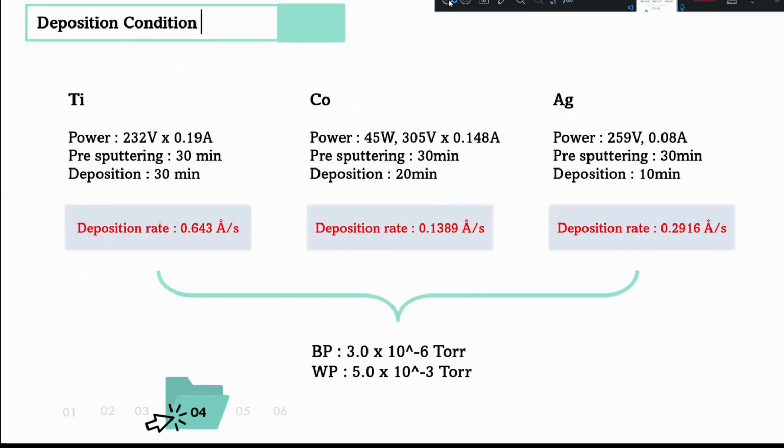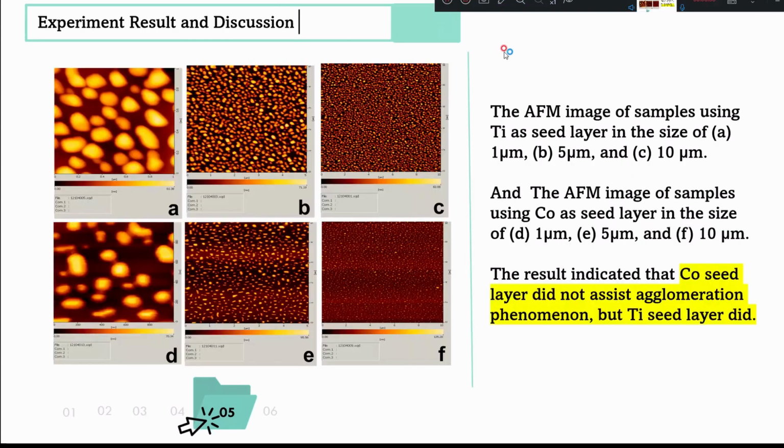This is the condition of the deposition process. Each deposition rate using DC magnetron sputtering is shown above. Moreover, we maintained a pre-sputtering process for a long time to stabilize the plasma and to control impurities of the target. Next, we will discuss the experimental results and discussion.